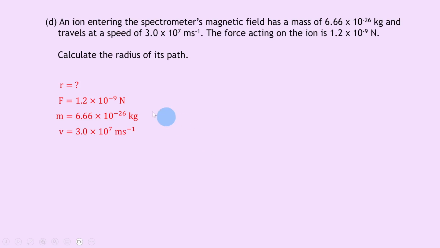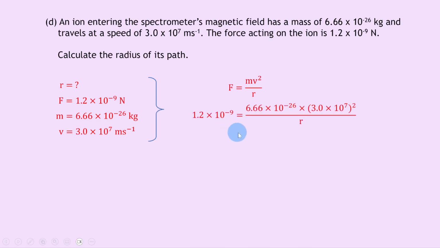So writing down our equation for centripetal force in terms of mass, linear speed and radius, we have F equals mv squared over r. Substituting in the numbers gives 1.2 times 10 to the minus 9 equals 6.66 times 10 to the minus 26 times 3.0 times 10 to the 7 squared divided by r. And to find r on its own, we can essentially just swap this round with the 1.2 times 10 to the minus 9. And so doing the numerator divided by that in your calculator should give you an answer for r of 0.05 meters.